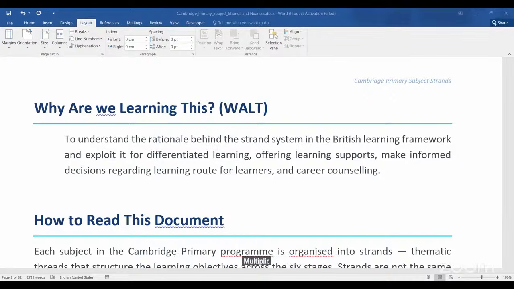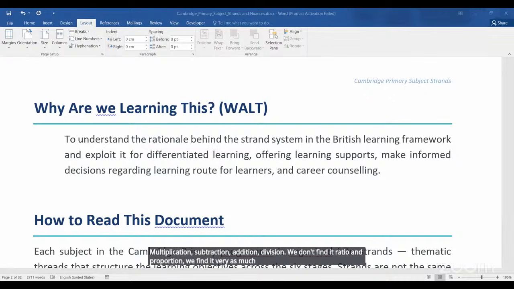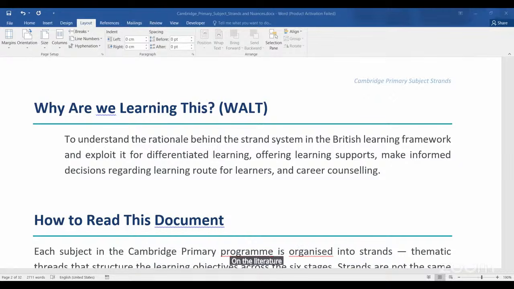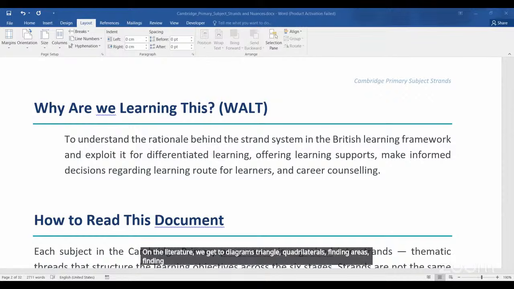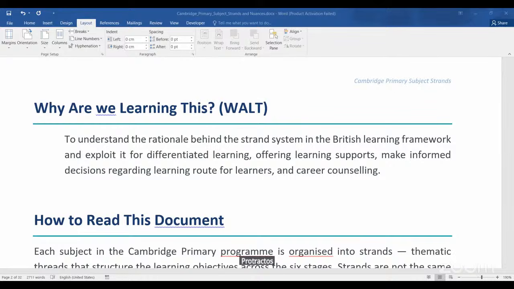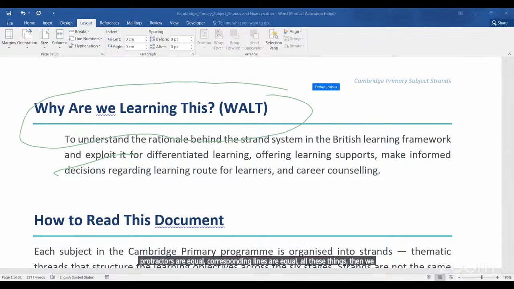Multiplication, subtraction, addition, division, ratio and proportion. We don't find them difficult. As much as most of us hate mathematics, we don't find that aspect so challenging until the teacher gets to diagrams: triangles, quadrilaterals, finding areas, finding volume, constructions, use of compass, dividers, protractors. Then parallel lines are equal, corresponding lines are equal, all those things. Then we begin to find it difficult.